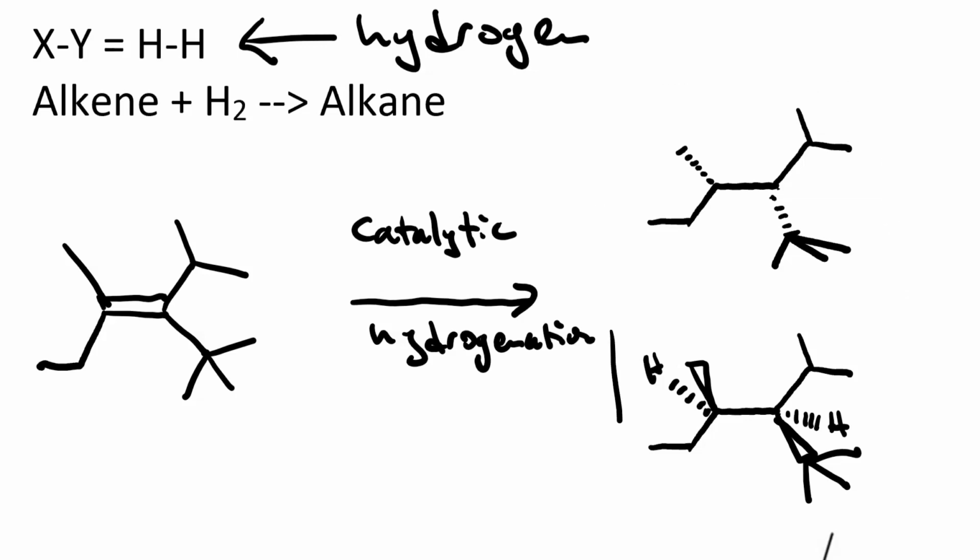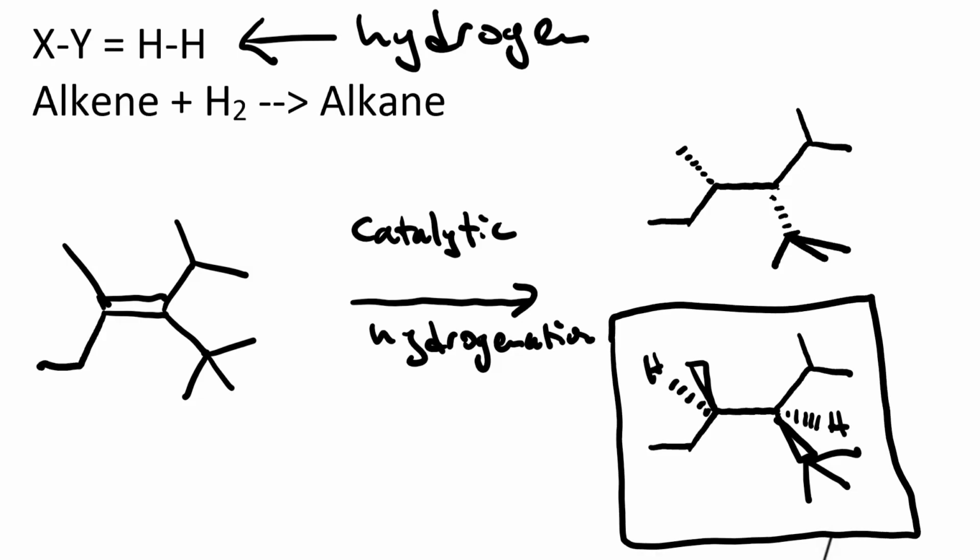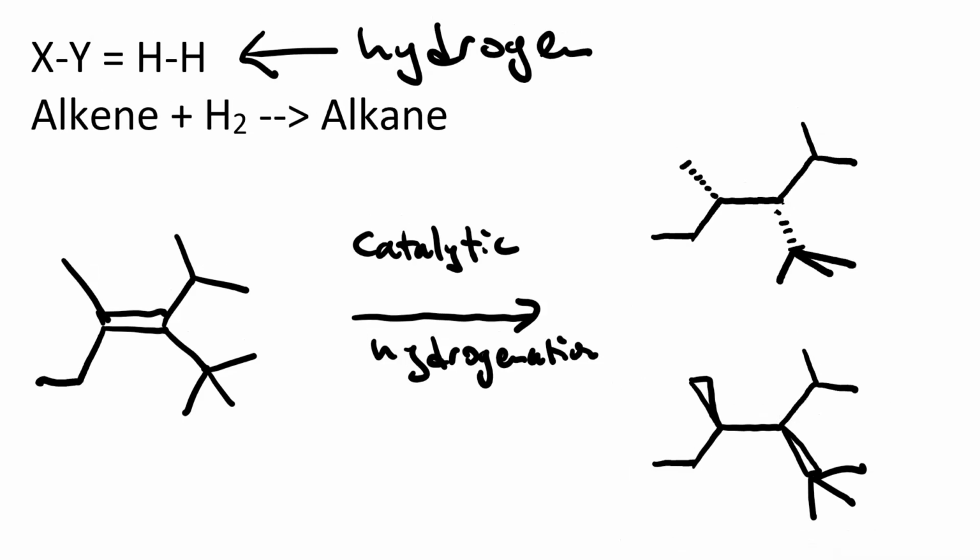The other possibility is that the hydrogens add from below the plane of the molecule, and that's shown down here. Notice both of the hydrogens shown are on dashes, and so if we get rid of the hydrogens there, this is what you will see. So the product on the bottom is the one where the hydrogen added from below.